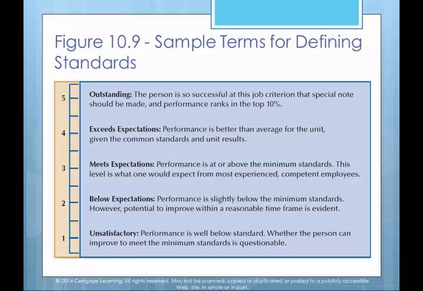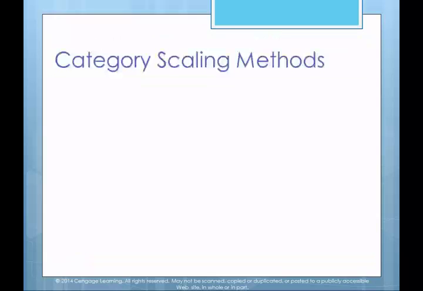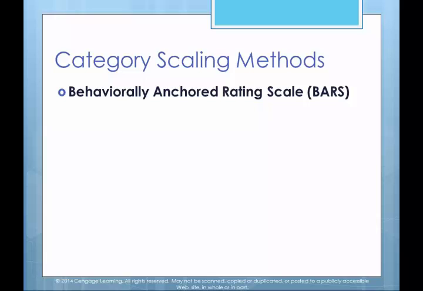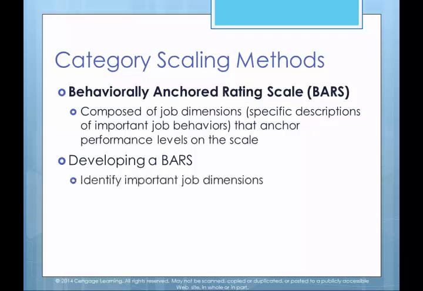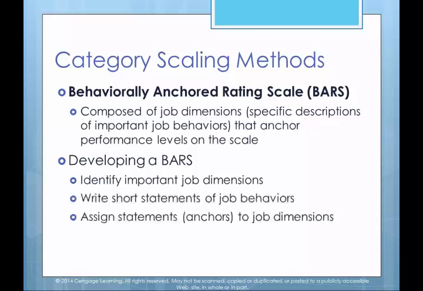This is the sample terms for defining the standards, and we've seen all of these. These are pretty standard. Now, the category scale method is the behavioral anchor rating. And this, I think, helps the employee and the manager really understand the category scales. It involves identifying important job dimensions, writing short statements of job behaviors, assigning statement anchors to job dimensions, and setting scales for the anchors.